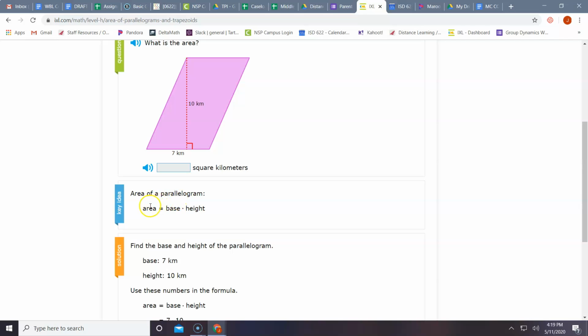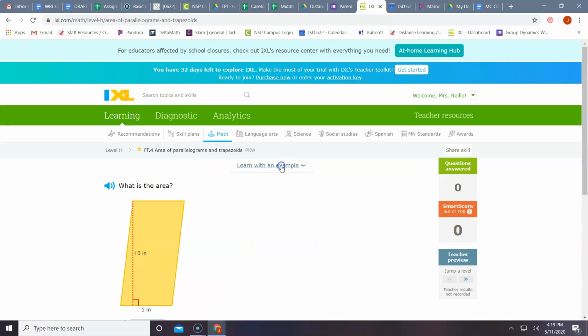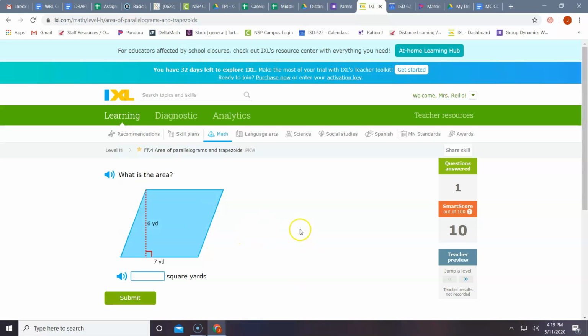So area of a parallelogram is the exact same formula as what it is for squares and rectangles. So we see that it's just base times height. The example here, our height is 10, our base is 7, so we end up having to multiply 7 times 10 to get 70. Let's go back to our practice. If we give this one a shot, we see our base is 5, our height is 10, so 5 times 10 is 50, and there we have it.